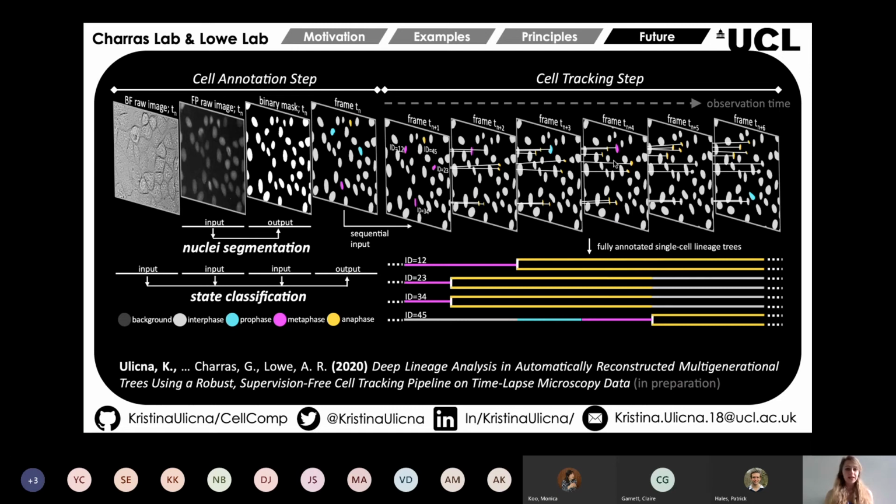What I tried to illustrate here is that in the lab we spent a lot of time developing these cell annotation techniques, which comprise nucleus segmentation and cell state classification, just as I showed you. And because we have these long movies that I introduced at the very beginning, we can now start following the behaviors of particular cells. When you follow something over time, you usually call it tracking. So this is exactly what we work on in the lab.